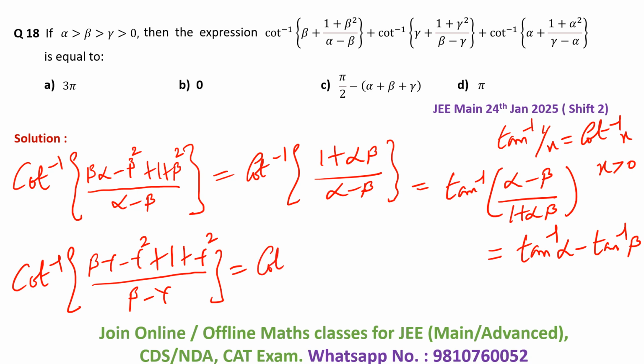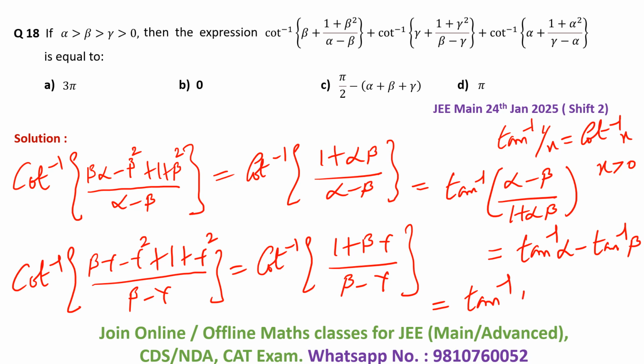This will become cot inverse of (1 plus beta gamma) divided by (beta minus gamma). Now students, both beta and gamma are positive quantities and beta is greater than gamma. So again cot inverse of (1 plus beta gamma)/(beta minus gamma) can be written as tan inverse of (beta minus gamma)/(1 plus beta gamma). So this further can be written as tan inverse beta minus tan inverse gamma. Now these are the first two terms. Now we move to the last term.